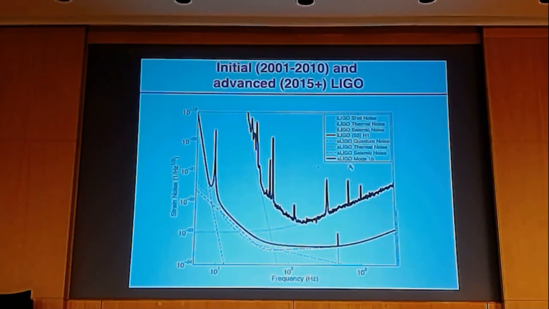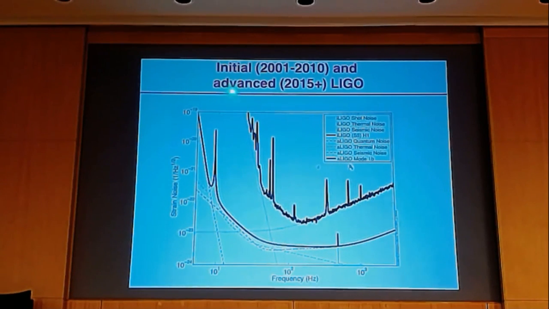The seismic noise is a lot smaller than the ground motion. The ground motion is about a micron at these frequencies. How do we get to these much smaller numbers with a lot of seismic isolation? By pendulums, masses and springs. So, there's another curve in here.